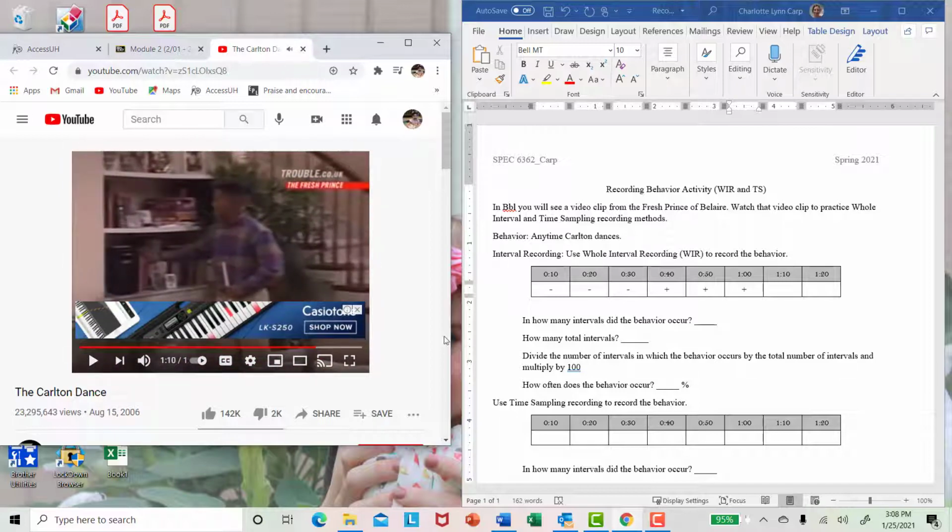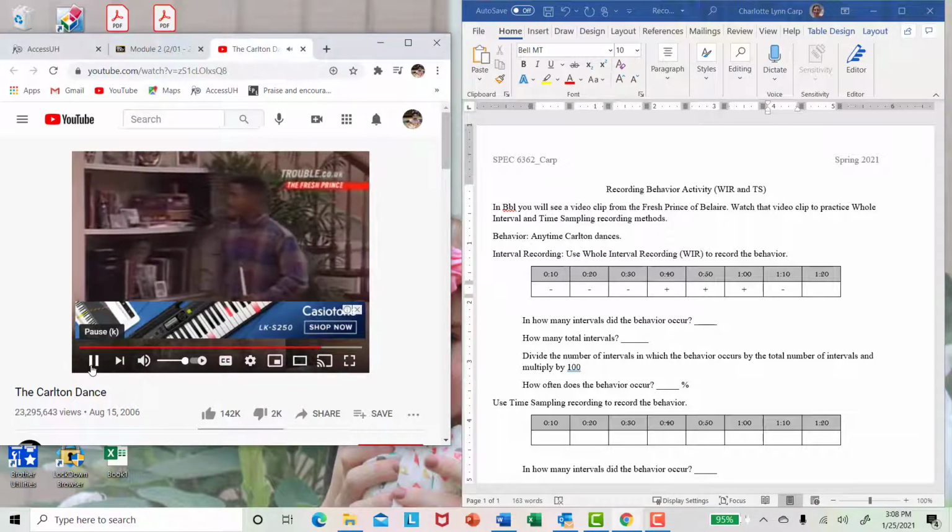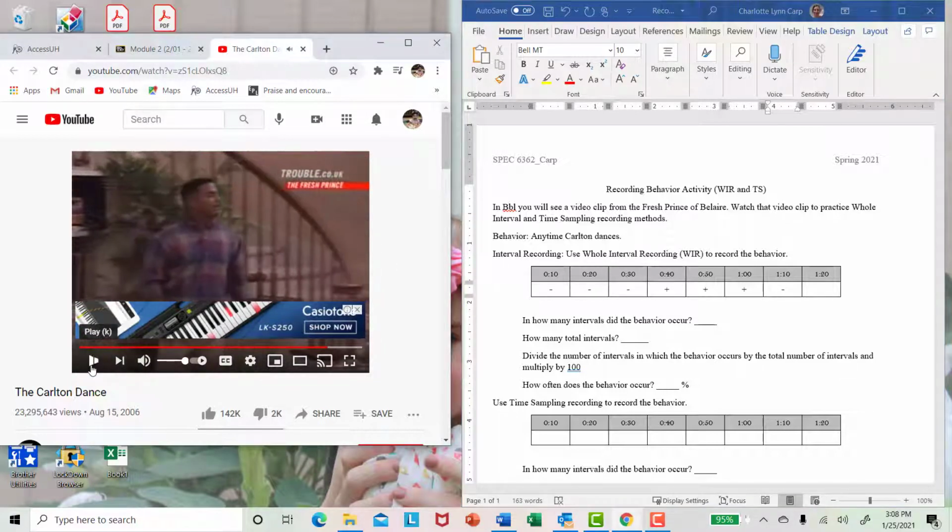All right, so he was dancing at the beginning for the first couple seconds, but then he stopped. So it didn't occur throughout the whole interval, so we can put a minus. And then our last interval. And we can already tell he's not dancing for a couple seconds. And remember, it has to occur for the whole interval, so we already get a minus.